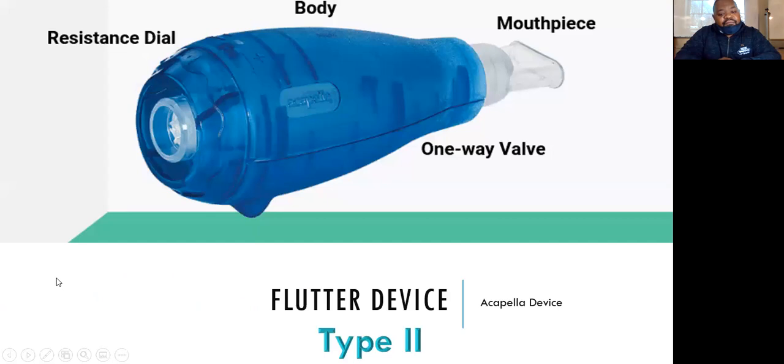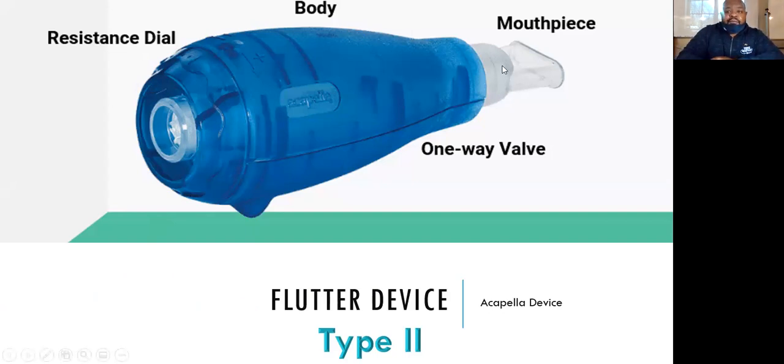Then we have the flutter device type two, known as the acapella. This is known as the acapella. Instead of having a ball in the middle, it has little valves inside of there. And you see this plus sign and an arrow? You can make it stronger or you can make it less strong depending on the patient's needs, right? The stronger it is, the more shake they get. The less strong, the less shake that they get.